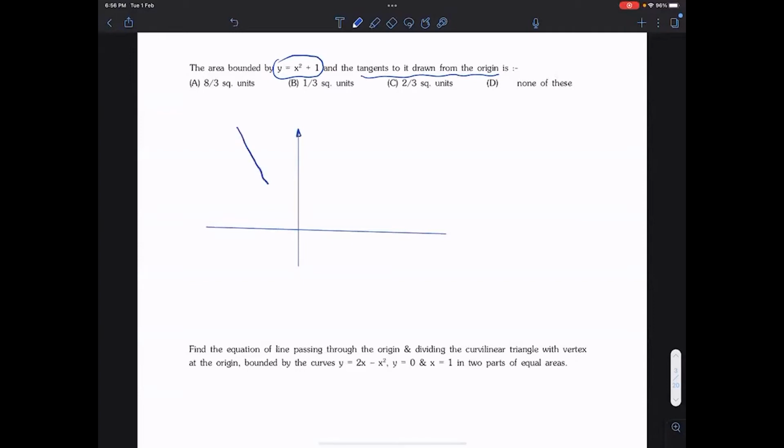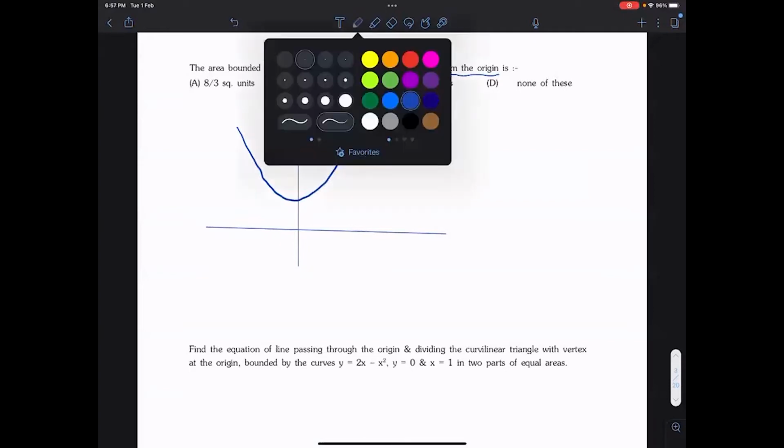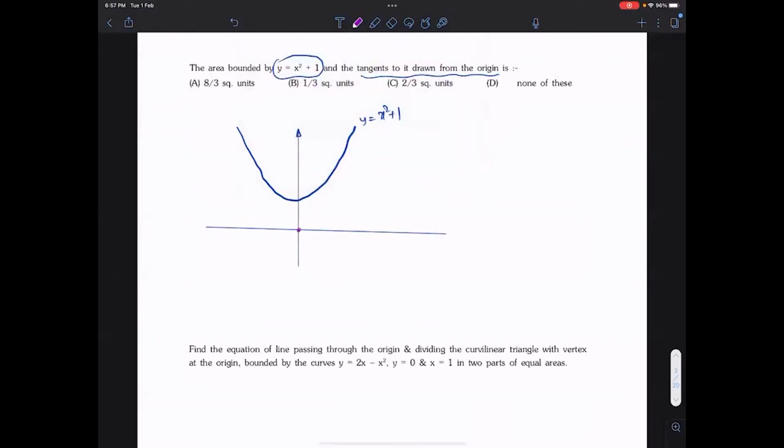It will be like this. This is the y equals x square plus 1 graph. And the tangents, so that means from the origin, if you draw tangents, they will look something like this. Sorry, my diagram is not so perfect. Okay, now this area we need, the area bounded by this one.